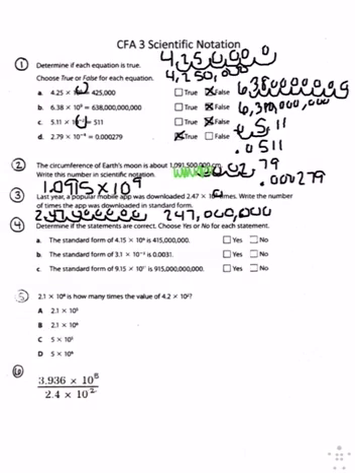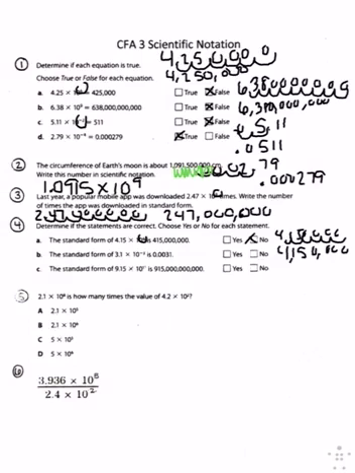Number 4, determine if the statements are correct. Choose yes or no for each statement. So for letter A, 4.15, I'm going to move that decimal 6 times. 1, 2, 3, 4, 5, 6. Fill it in with zeros. I get 4,150,000. So that statement is no, it is not correct.